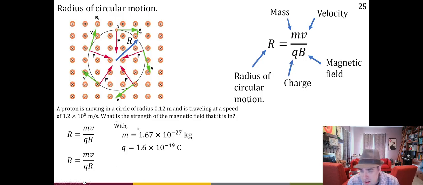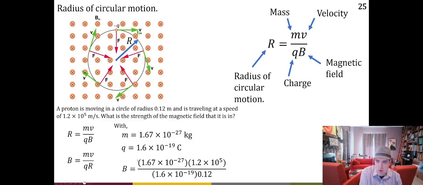Now, what I didn't tell you explicitly was the mass of a proton and the charge of a proton. But these are fundamental particles, so we have those values. So here with the mass and the charge, we can plug that into our equation that we have over here and simplify in our calculator to give us 0.01 Tesla.